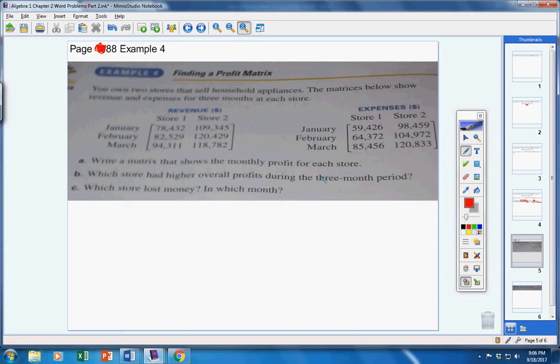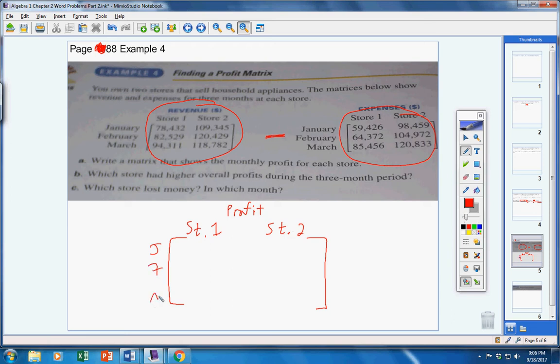Write a matrix that shows the monthly profit for each store. So students, think about it. All we have to do is take our revenue matrix minus our expense matrix, and the matrix we'll get out will be a nice profit matrix for store 1 and store 2 for January, February, and March. Here's your profit for store 1 in January. Here's your expenses. Subtract those 2. And right here, you'll have your profit.